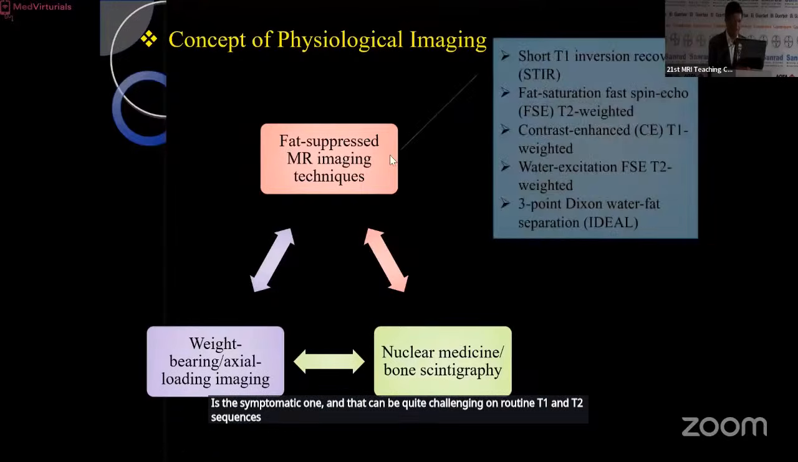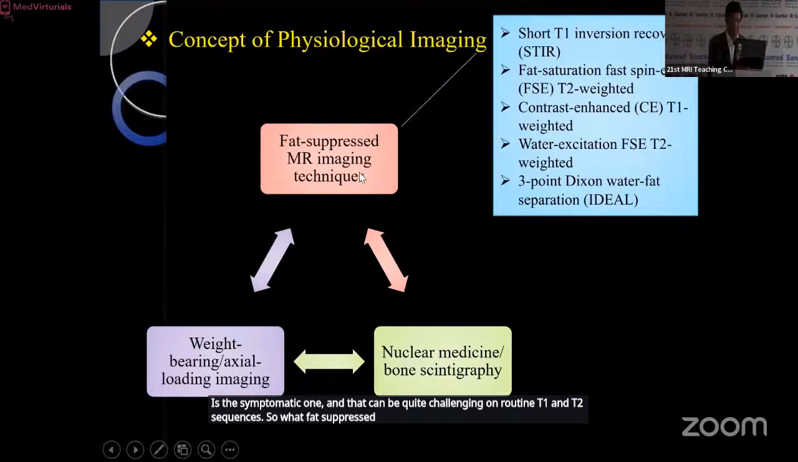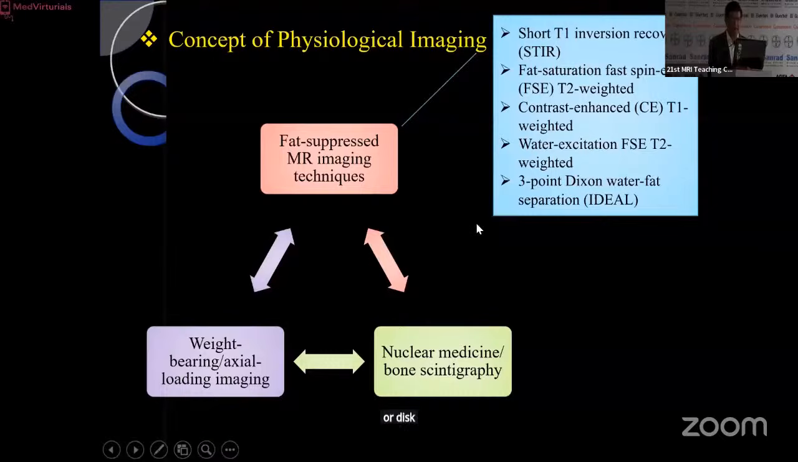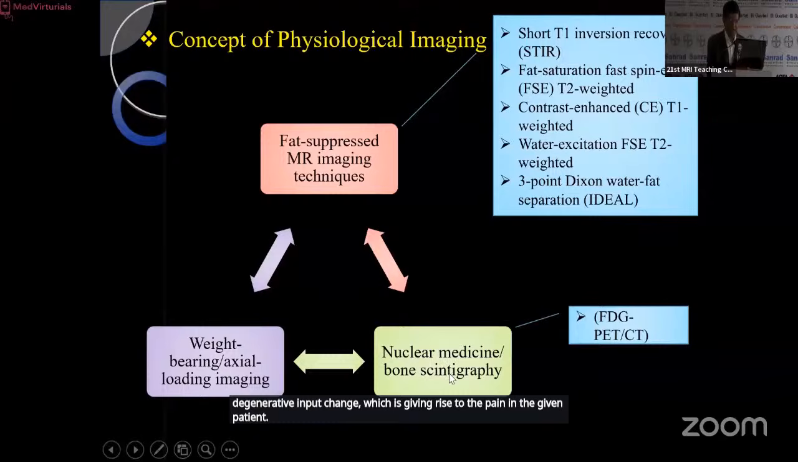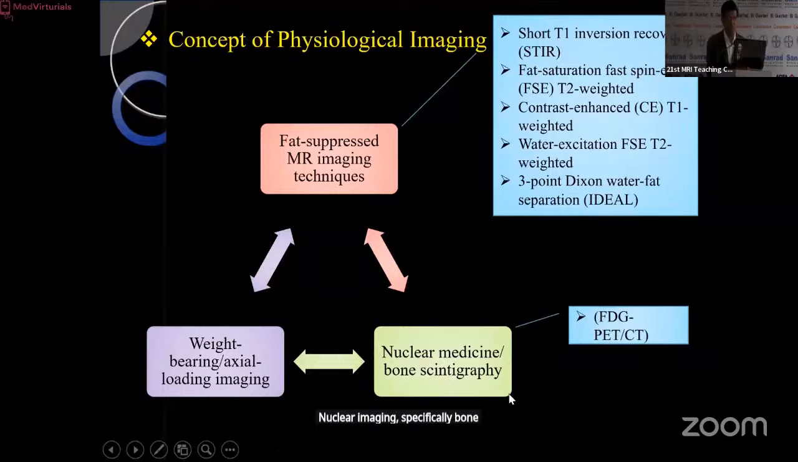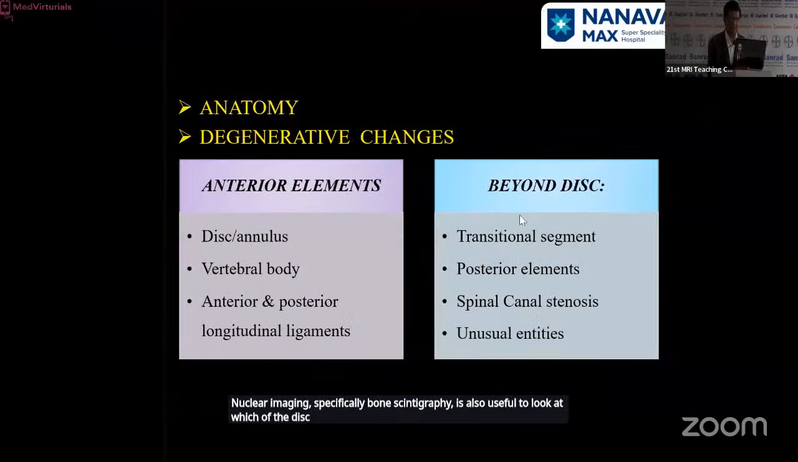So what fat suppressed sequences do is they show marrow edema or disc which is bright, and we know that that is the disc or that is the degenerative end plate change which is giving rise to the pain in the given patient. Nuclear imaging, specifically bone scintigraphy, is also useful to look at which of the discs is the symptomatic one.